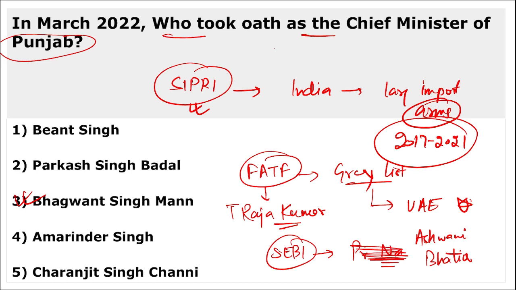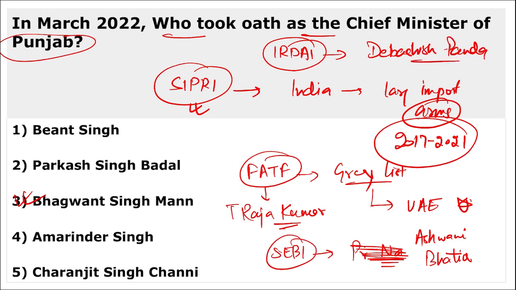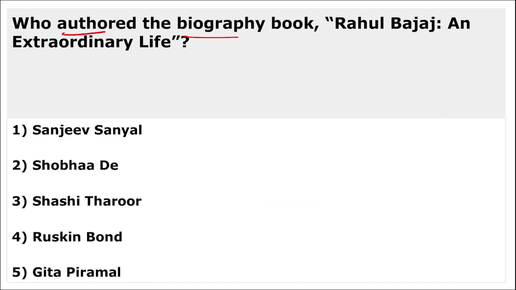Next, if I ask you, who has been appointed as the chairperson of IRDAI? Chairperson of IRDAI, Debasish Panda ji. Debasish Panda ji has been appointed as the chairperson of IRDAI. Next, who authored the biography Rahul Bajaj An Extraordinary Life? This book was authored by Geeta Piramal.